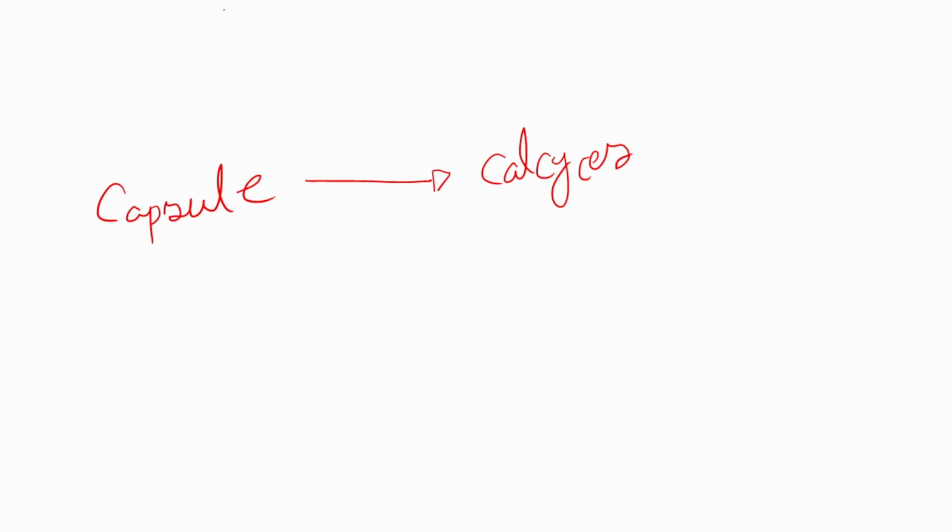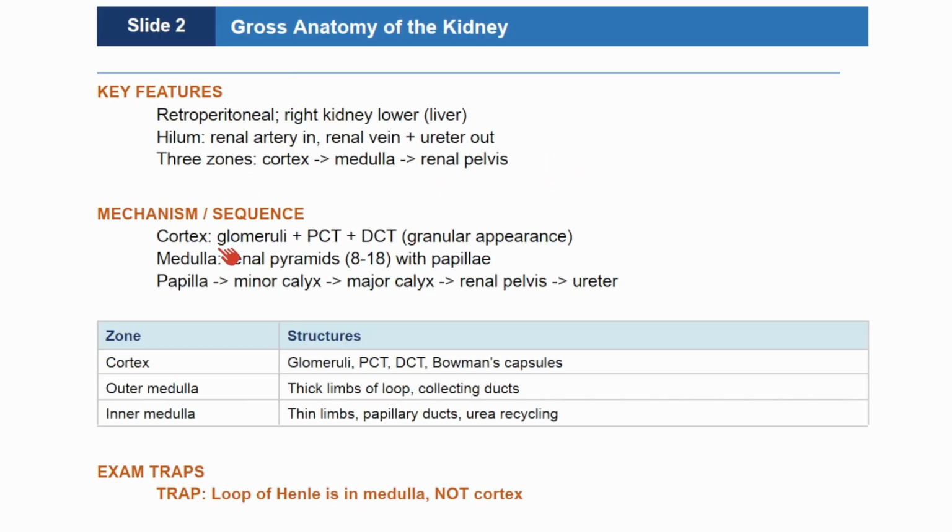And that brings us directly to a structured review of the core data points and potential testing vulnerabilities found on our current slide. The gross anatomy of the kidney is characterized by its retroperitoneal location along the posterior abdominal wall, with the right kidney situated lower than the left due to the anatomical presence of the liver. The medial border features the renal hilum, which serves as the main vascular and structural hub where the renal artery enters and the renal vein and ureter exit the organ.